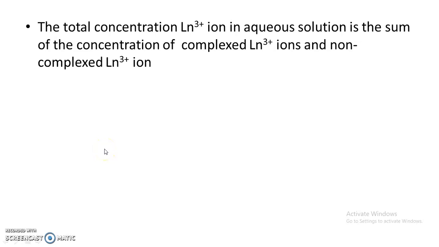But the total concentration of lanthanide ion in aqueous solution is the sum of the concentration of complexed lanthanide ions and non-complexed, or uncomplexed, lanthanide ions. Actually, in solution both kinds of lanthanide ions exist. Some lanthanide ions form the complex, whereas some lanthanide ions are not forming a complex with the chelating agent or complexing agent.